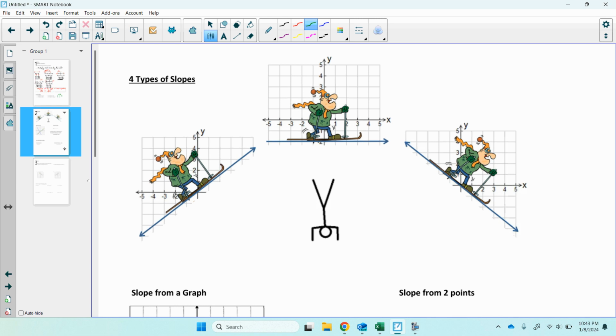So here are 4 types of slope. If we are increasing from left to right, this is a positive slope. If we are not increasing or decreasing from left to right, then that is a zero slope, if it is flat. If we are decreasing from left to right, then now this is a negative slope. He is going down. And then we've got our guy in the middle here, straight up and down. He's falling or something like that. This is considered undefined slope.